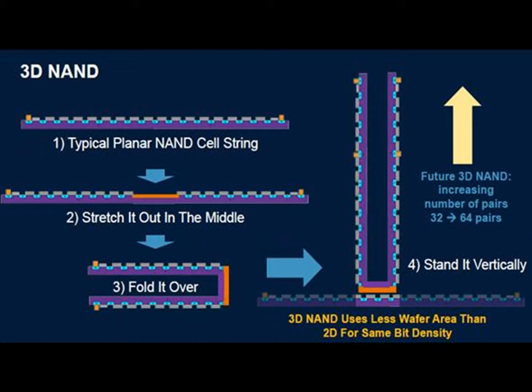3D NAND: how is it made? In 3D NAND, the polysilicon strips are stretched, folded over, and stood up vertically to form layers of 32, 64, or even 128 pairs. The trick to building a 3D NAND is that you have to build each section of every floor perfectly aligned with each other. Each cell array is vertically stacked on top of one another to form multi-billion cell chips.